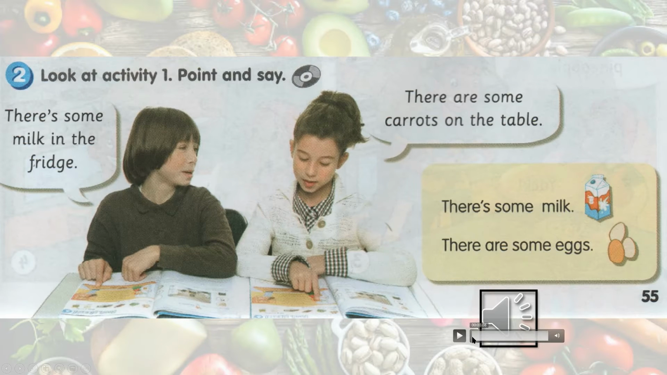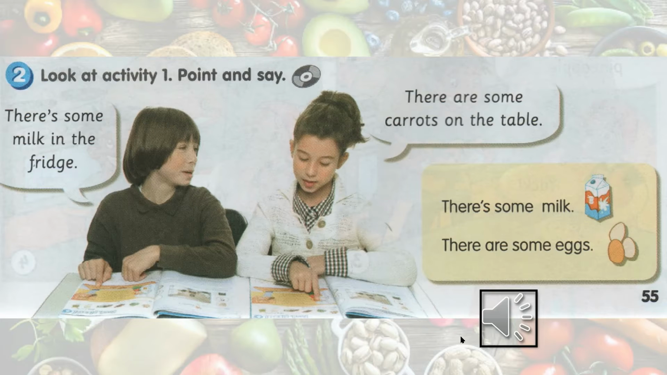Let's listen to it again. Activity 2. Look at Activity 1. Point and say. There's some milk in the fridge. There are some carrots on the table.